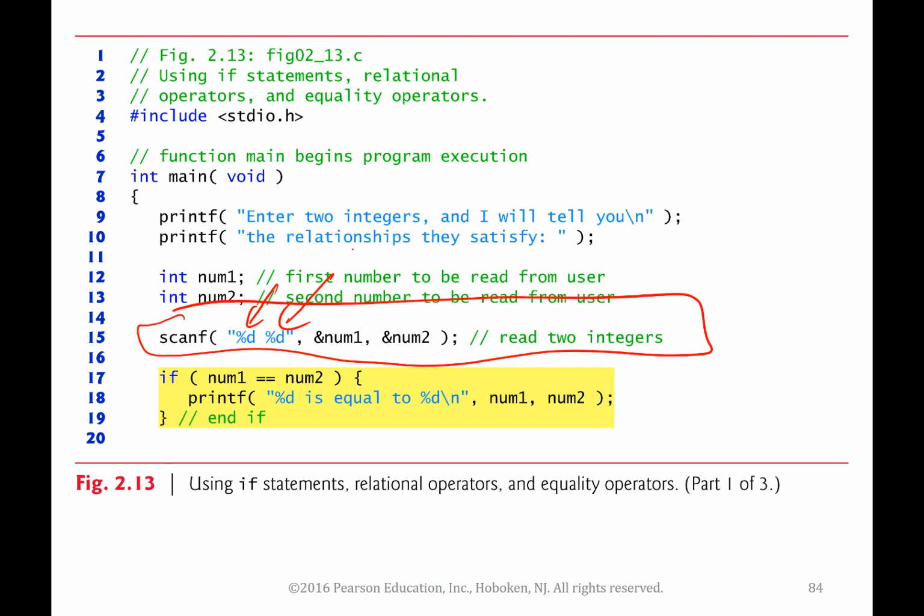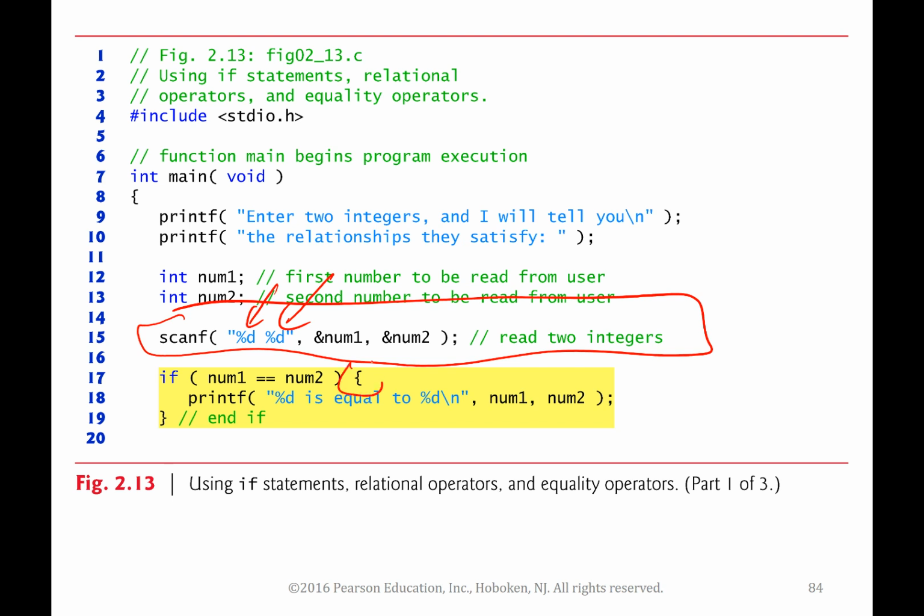In this particular case, we're going to say we enter 35 and 50 or something like that. Our first statement says that if num1 equal equal num2, and note it's the double equals, not a single equal, we printf %d is equal to %d. Again, the %d's are placeholders, and we're going to print num1 and num2 at that location. And then we close the bracket.